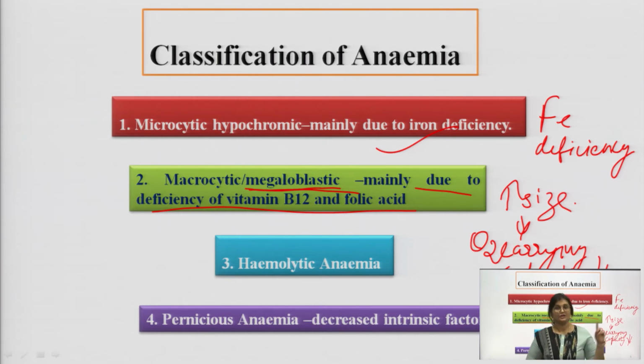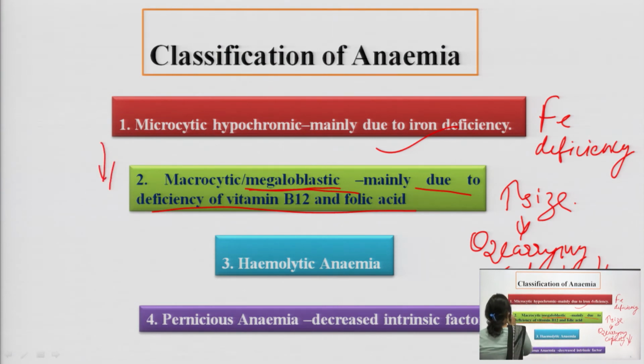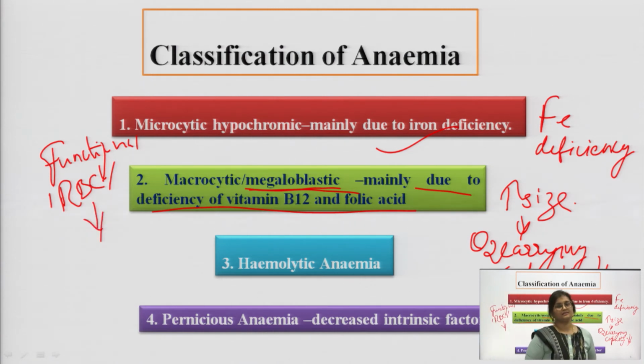Apart from this, due to the increase in size, another condition occurs: the number of functional RBC also gets decreased. There is a decrease in the number of functional RBC. Hence, again hampering the oxygen carrying capacity of the blood.